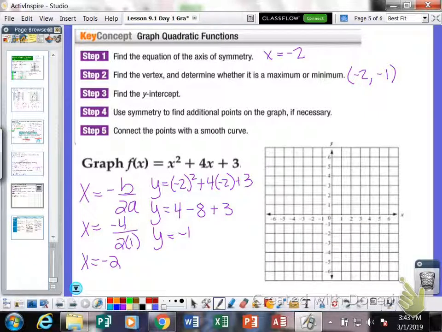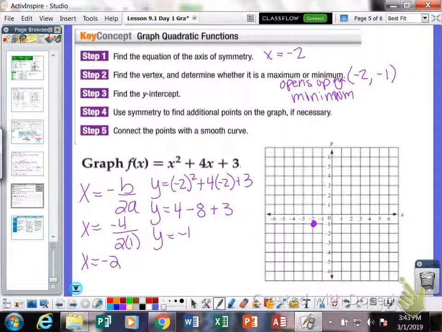And looking at a, so a is right here. That number in front there is a 1. So it's positive 1, which means this opens up. So it opens up, which kind of looks like that, which makes this a minimum. Minimum. So plot (-2, -1), put a point there.